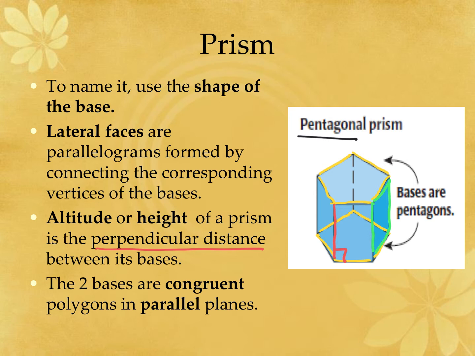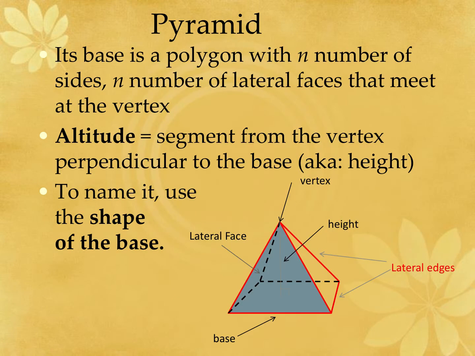Let's go ahead and see what a pyramid is. So a pyramid, its base is going to be a polygon, and then it's going to have n number of sides. So like if your base is a pentagon, then it would have 5 sides. And then those 5 sides would form the 5 lateral faces that will meet up at the tippy top, called the vertex. So whatever shape is on the bottom, if it's a square, then you're going to have 4 lateral faces. If it's a triangle base, then you'll have 3 lateral faces.